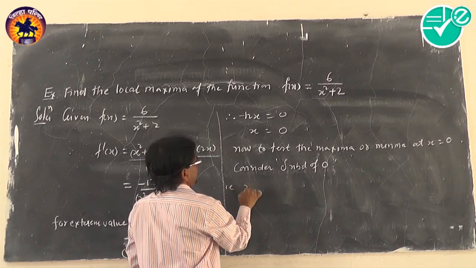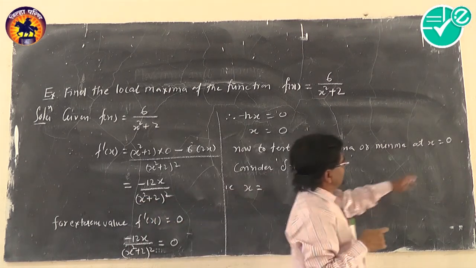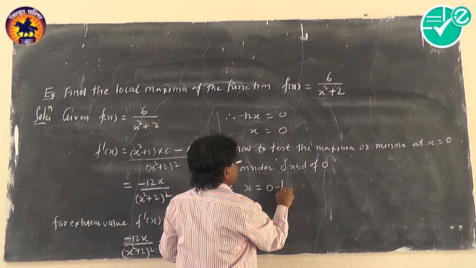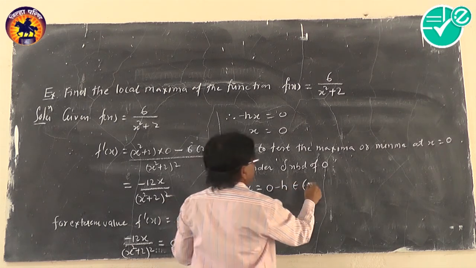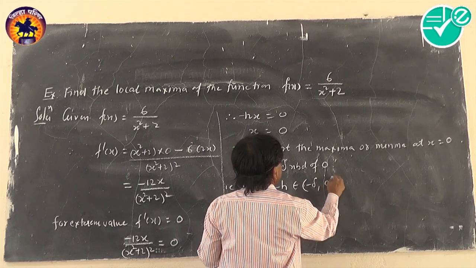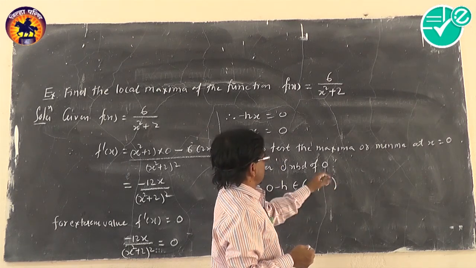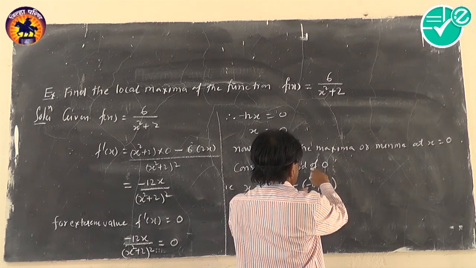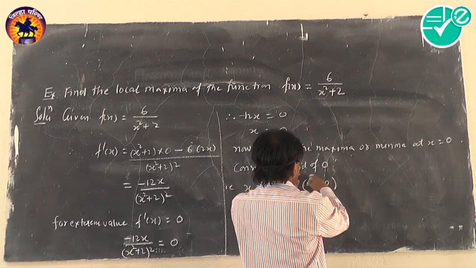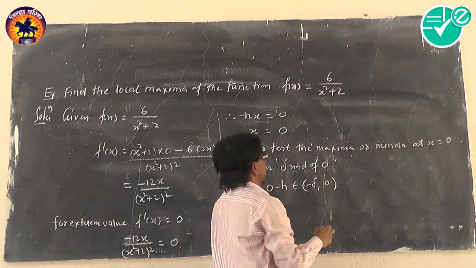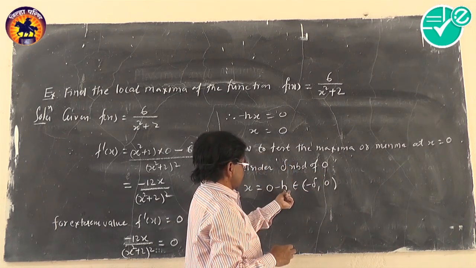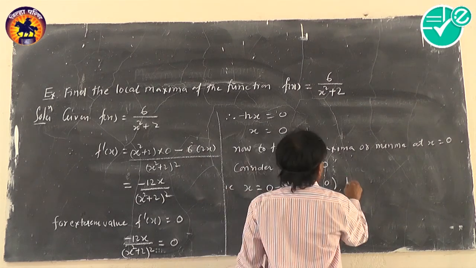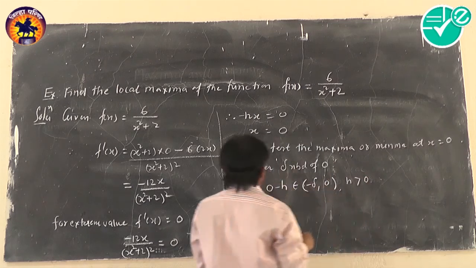That is, we can take the value on the left side of 0, that is 0 minus h, belonging to the interval minus delta comma 0, where we create the interval in the neighborhood of 0, that is minus delta comma plus delta. So on the left side of 0 is minus delta comma 0, that is 0 minus h is a number in between minus delta comma 0, h is strictly greater than 0.